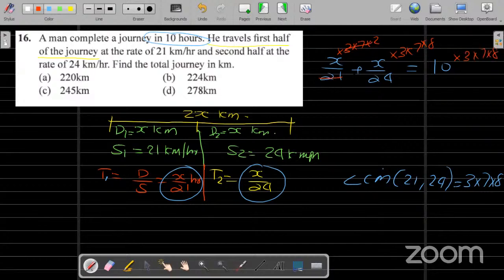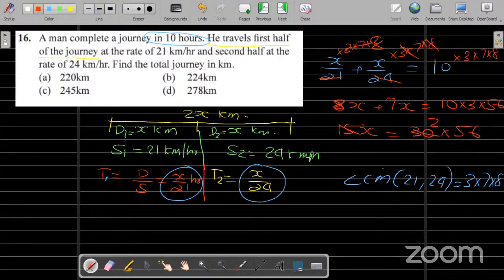3 into 7, 21, and 21 cancels out. Here 3 into 8, 24, and 24 cancels out. So I'll get 8x plus 7x equals 10 into 3 into 7 into 8, that is 56. 8x plus 7x, 15x equals 30 into 56. Here 15 and 30 go off, I'll get 2. So x equals 56 into 2, 112 kilometers. x is 112 kilometers.